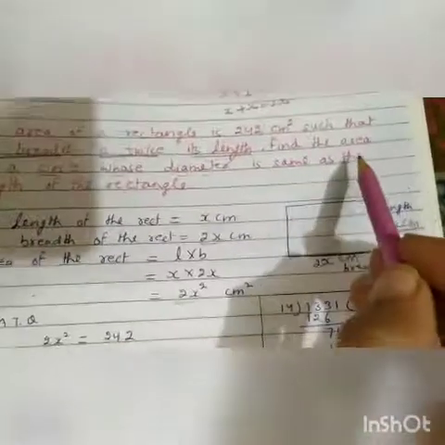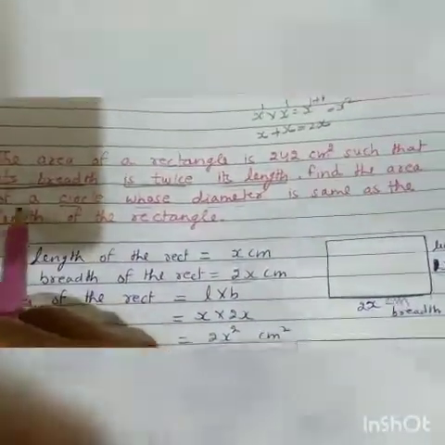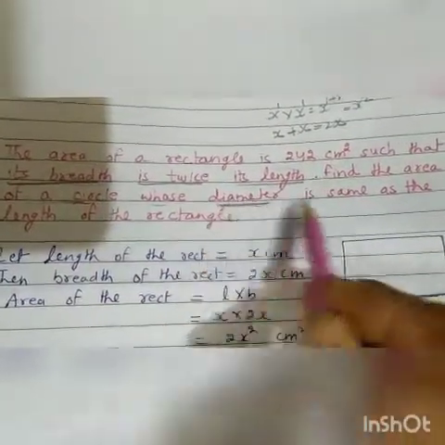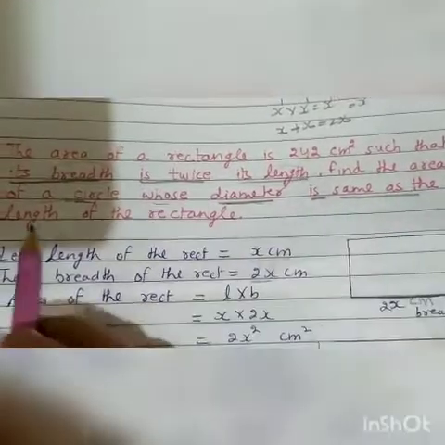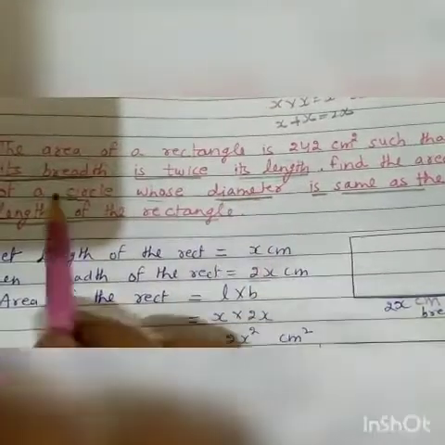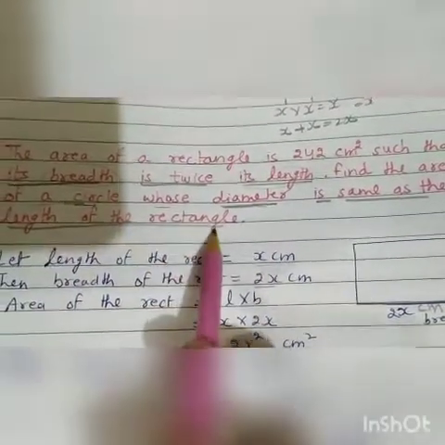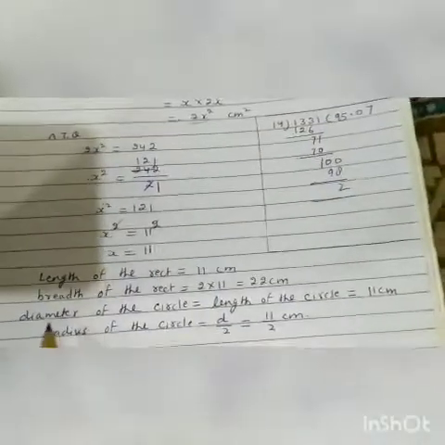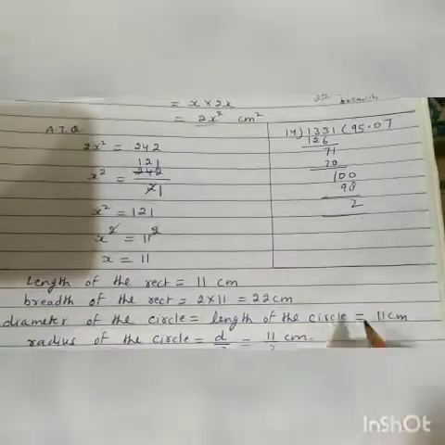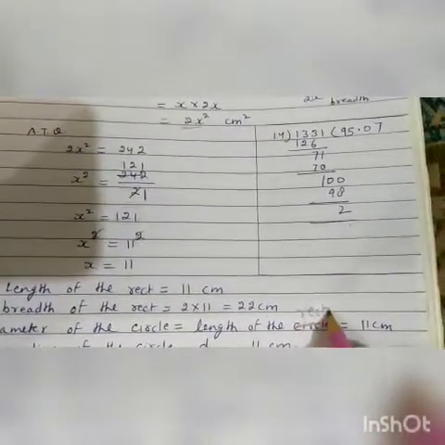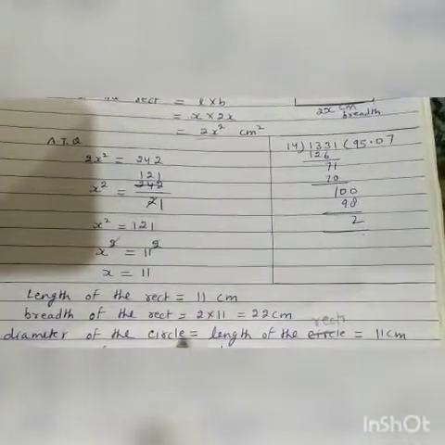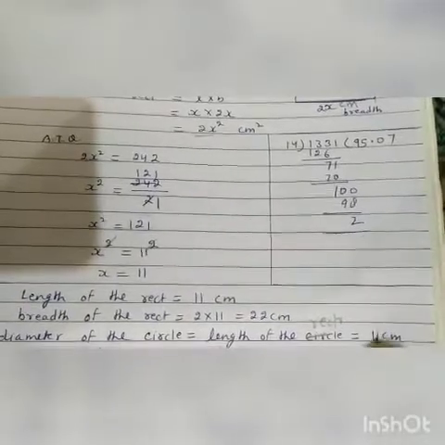Now what is given in the question? Find the area of a circle. We have to find area of a circle whose diameter is same as the length of the rectangle. Means diameter of a circle is equal to the length of the rectangle. So see here, diameter of the circle is equal to length of the rectangle. What is the length of rectangle? It is 11 centimeter. So diameter of the circle is equal to 11 centimeter.